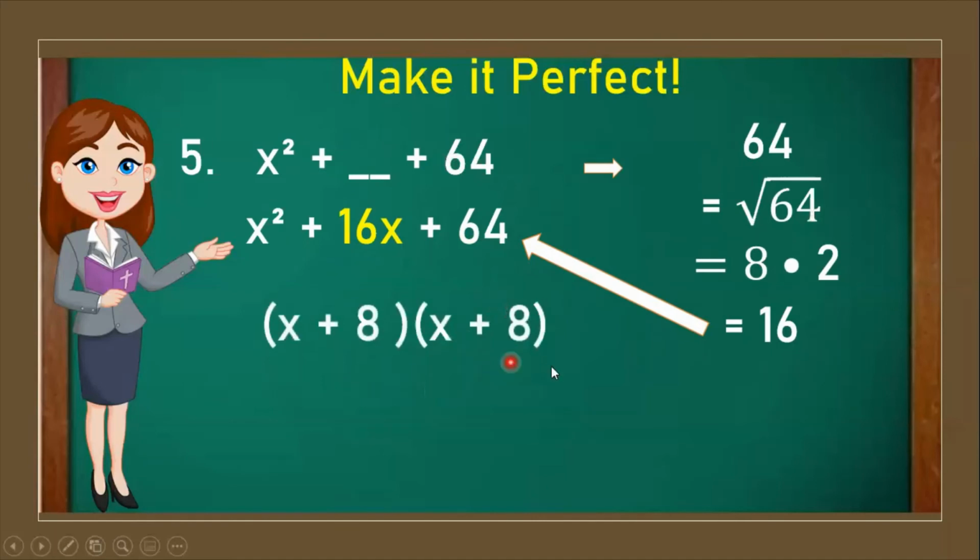Then let us write it as the square of a binomial: the quantity x plus 8 times the quantity x plus 8. So our answer is x plus 8 quantity squared. And that is the square of the binomial.